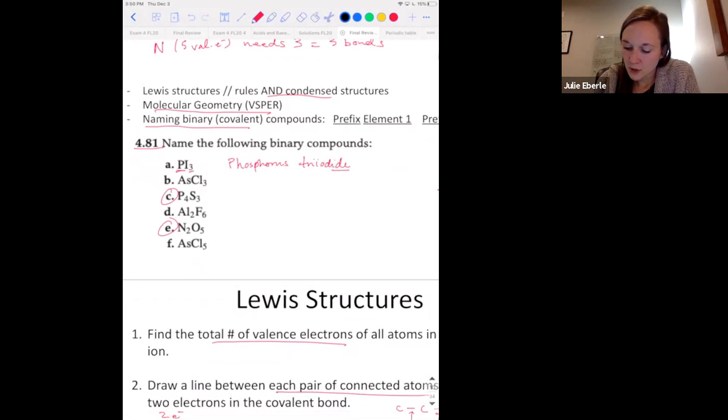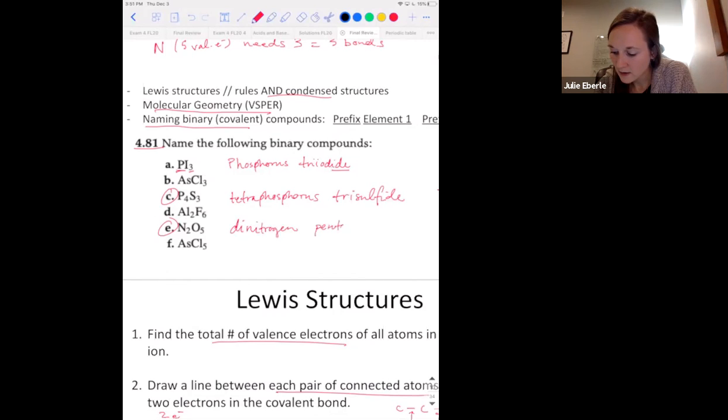Okay, for this one, you should have tetraphosphorus trisulfide, and for E, you should have dinitrogen pentaoxide.